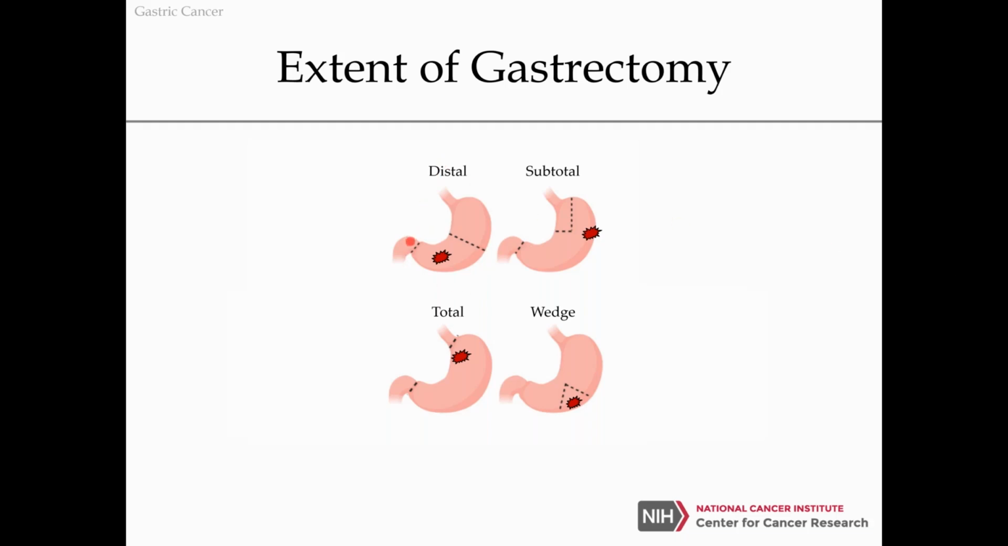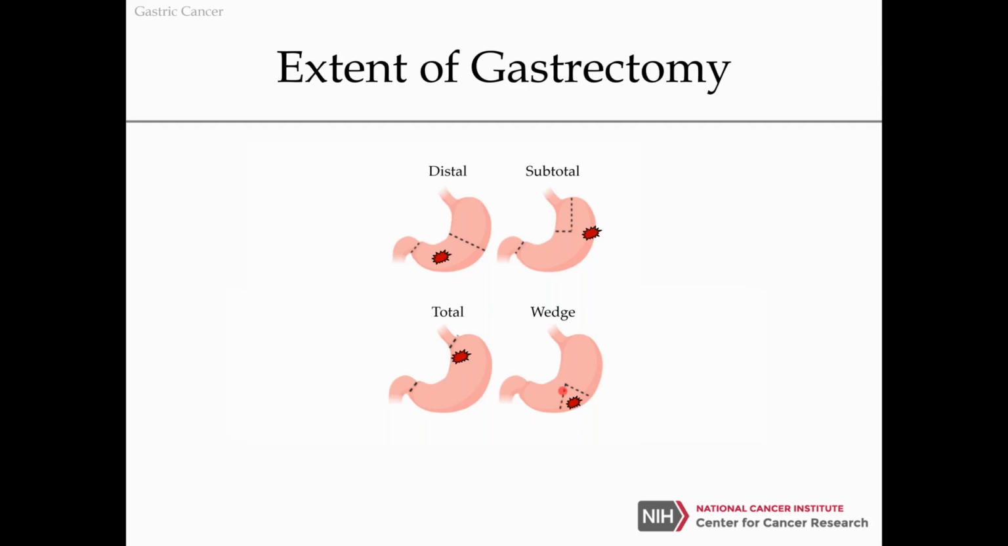A distal gastrectomy is based on whether or not the tumor is located low down in the stomach, as indicated here, and if so, you would remove the lower part of the stomach and leave the upper part. The other option is a subtotal gastrectomy, for tumors located higher up in the stomach, where we need to take a little bit more of the upper part of the stomach. A total gastrectomy is where we remove the entire stomach, and this is often done for tumors that are located high up in the stomach.